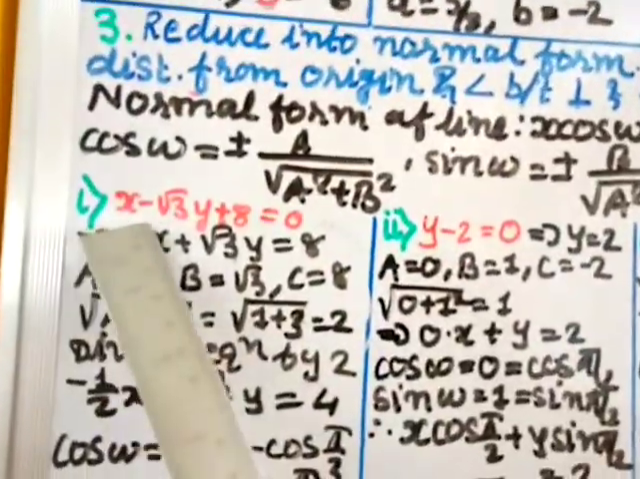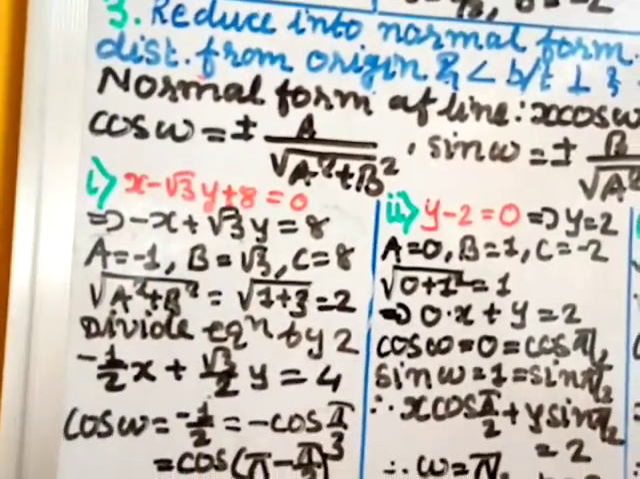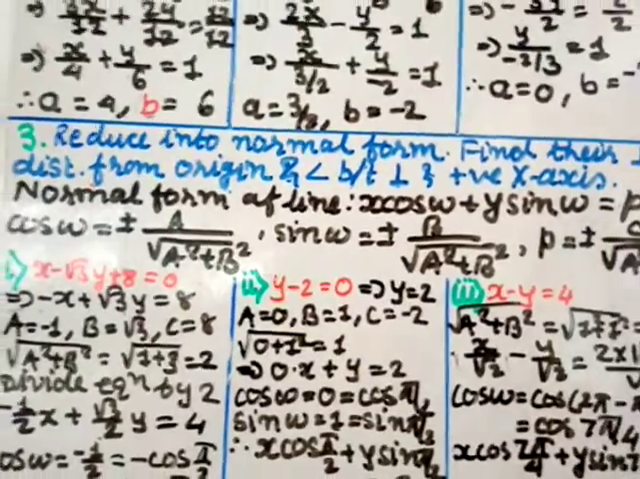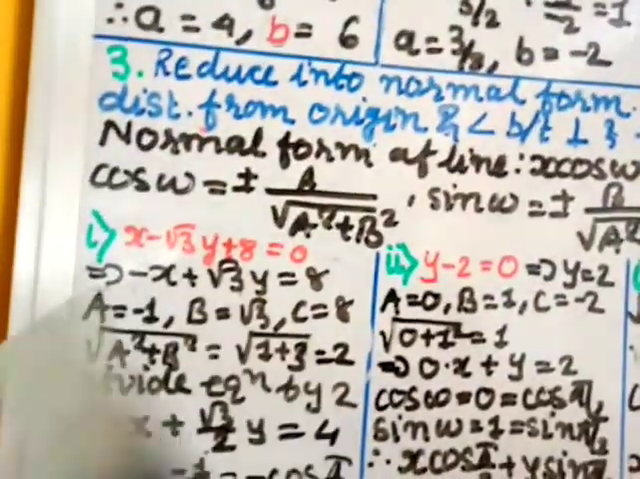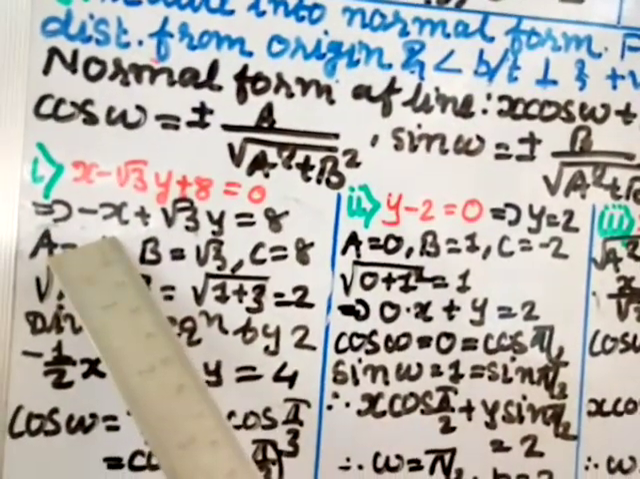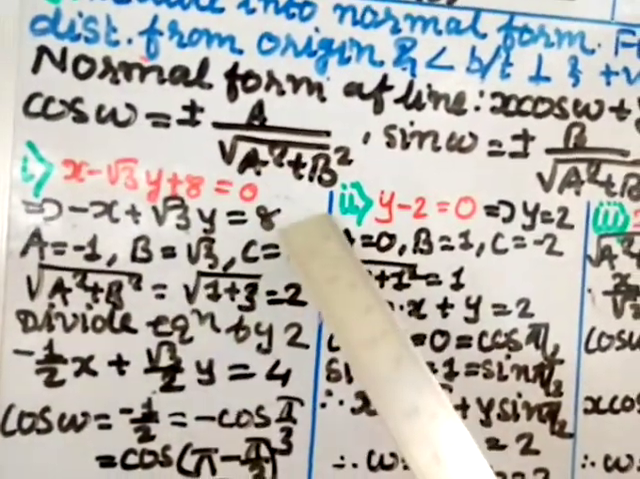Okay, now the Roman number 1 is x minus root 3y plus 8 equal to 0. Now here the p value is the length of the perpendicular, so it has to be positive. So here this 8 is a constant term, that has to be positive. So you transfer this x over here, becomes minus x. Minus root 3y transfer over here becomes plus root 3y equal to, here remains 8.